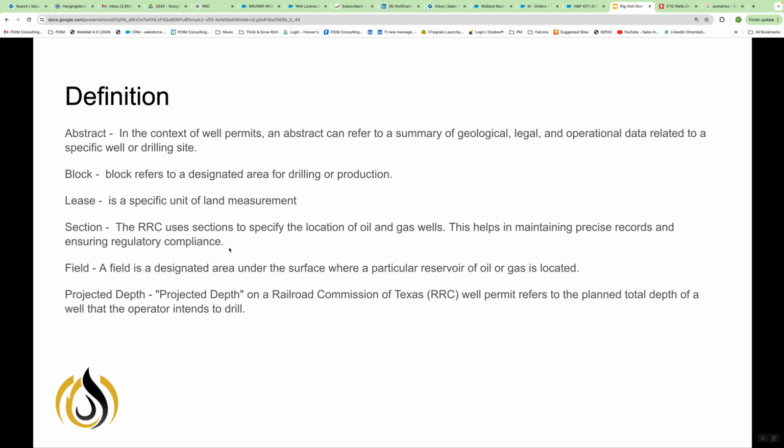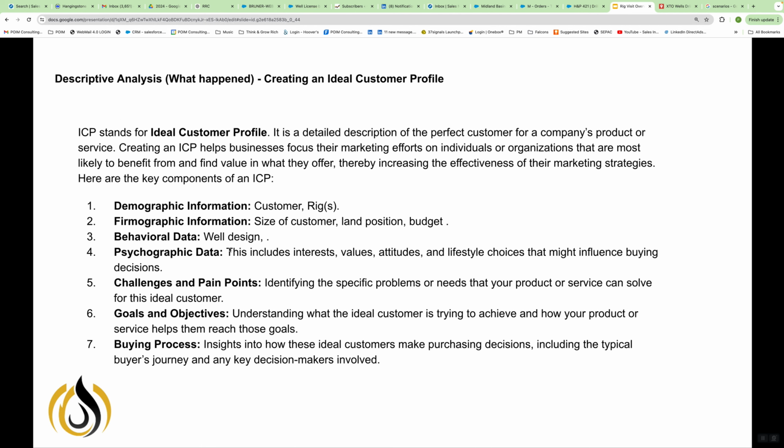Some of the definitions, I'll let you read them, but we use geographic terms found on the well permits like abstract, block, lease, section, field, projected depth. Those are all the data sets we're using to help with our analysis. And so the first part: what happened?